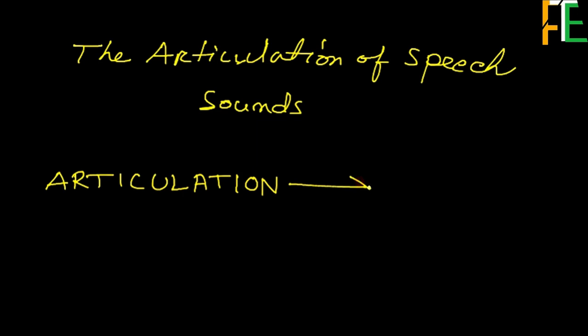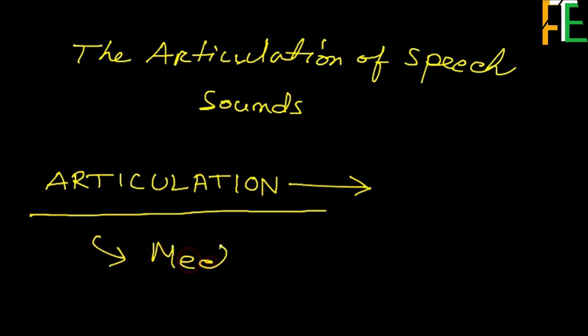Articulation is the process of producing speech sounds through the functioning of the organs and systems related to the mechanism of speech sounds. So articulation is the process by which we can produce speech sounds using our speech mechanism systems, that is the respiratory system, the articulatory system, and the phonatory system. So the articulation of speech sounds is the process of mechanism of speech sounds.